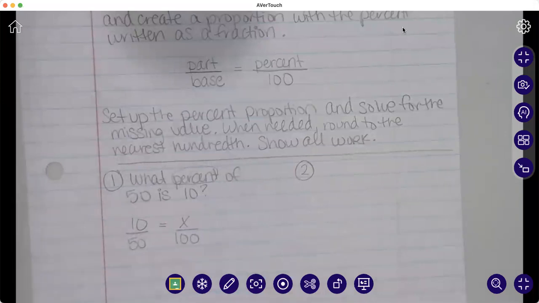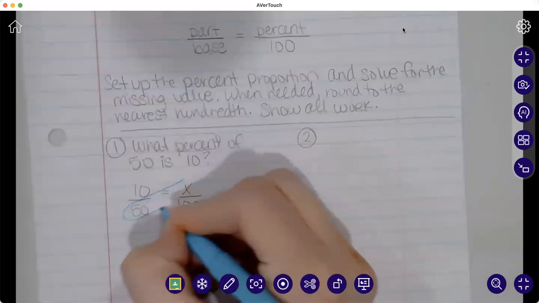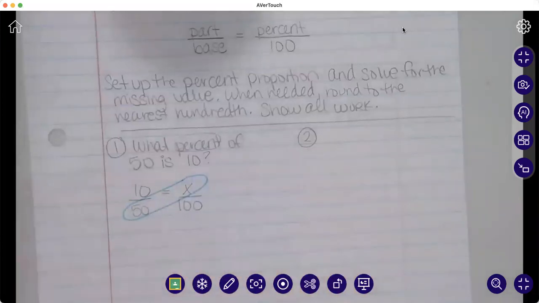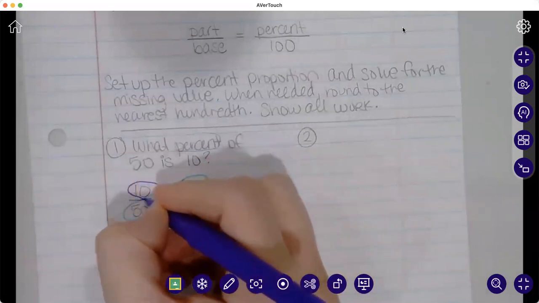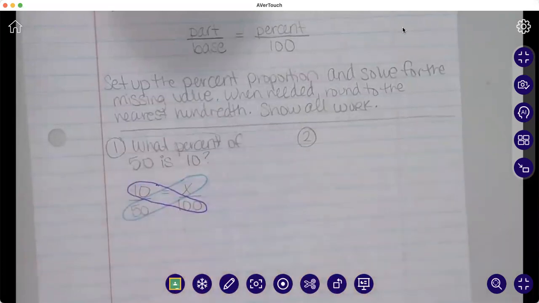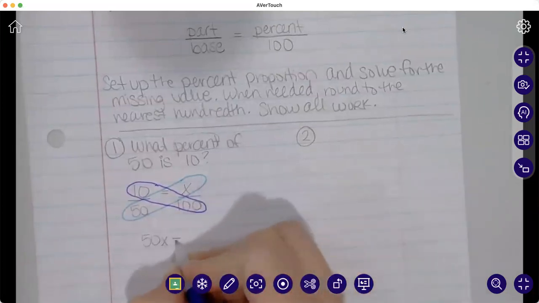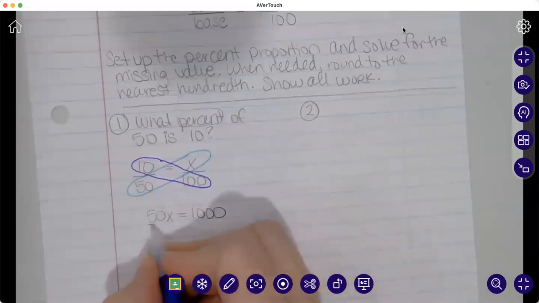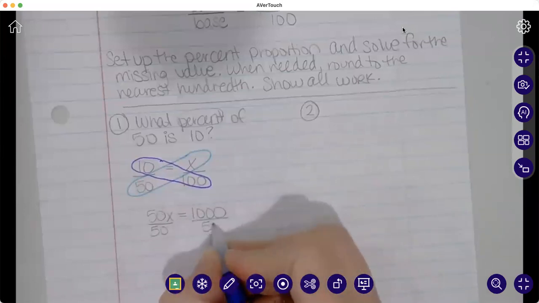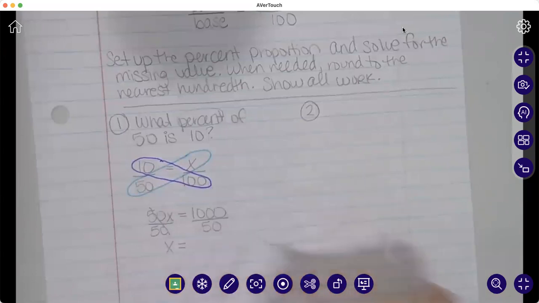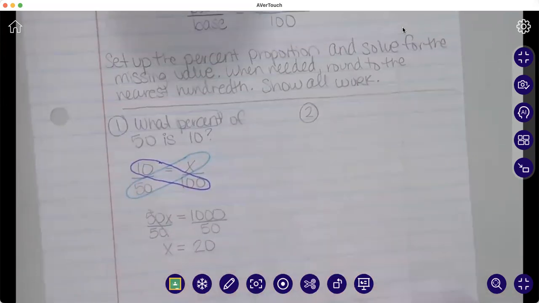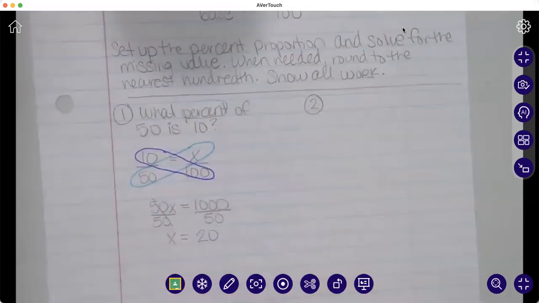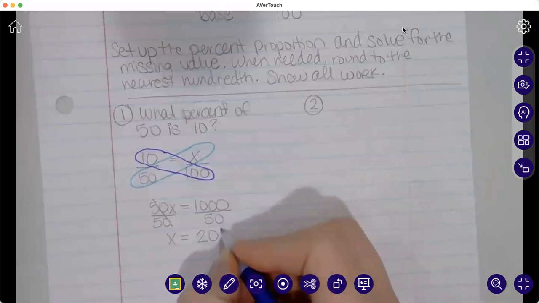So if we are going to cross multiply, remember we are going to take one number from the numerator and multiply it to one number of the denominator. And we're going to multiply across with the other pair of one number of the numerator to one number of the denominator. And when we multiply, we're going to get 50x equals 1,000. Then to solve for x, we would divide by 50 on both sides. And x would equal 20. Now in this question, it specifically said what percent of 50 is 10. So therefore, this answer would be 20%.